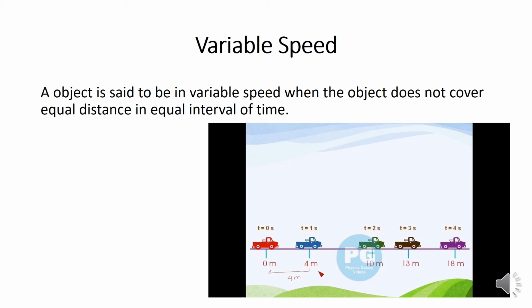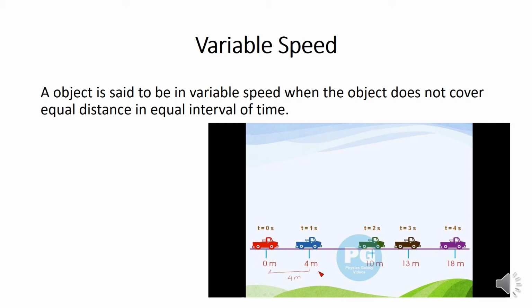Okay. In the previous example, you could see that the car was moving at the same constant speed, which is called uniform speed. But here the speed changes. So when the speed changes over equal distances and equal intervals of time, we call the speed a variable speed. Variable means change.